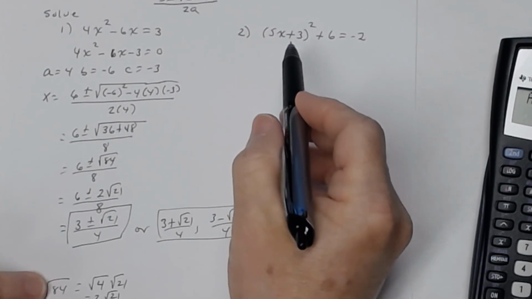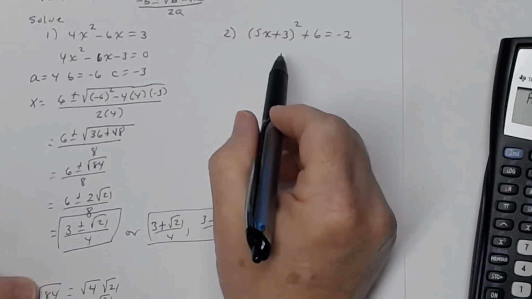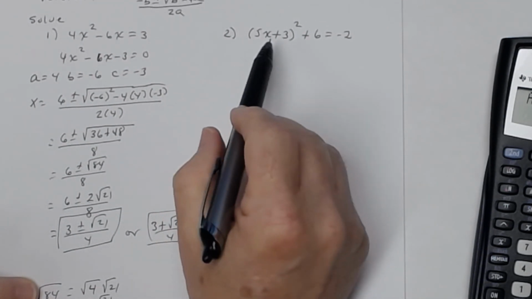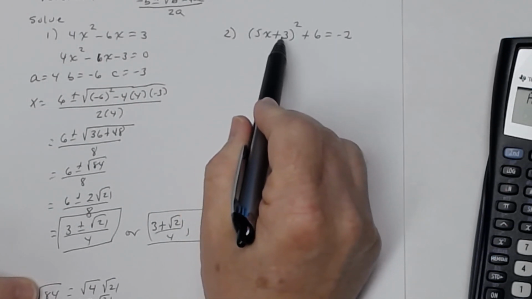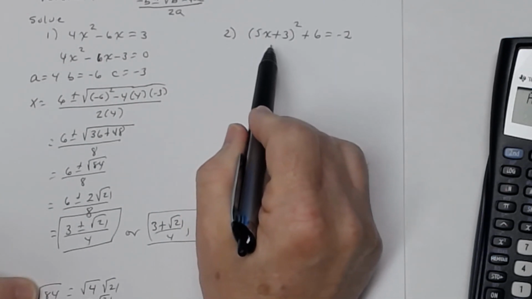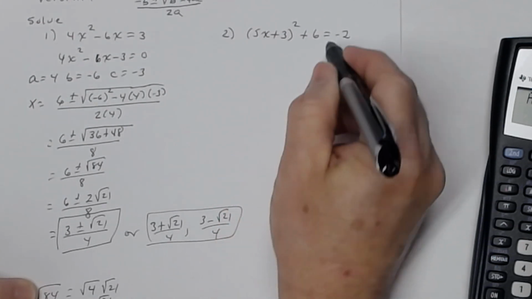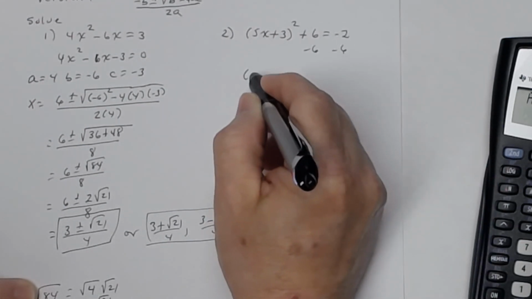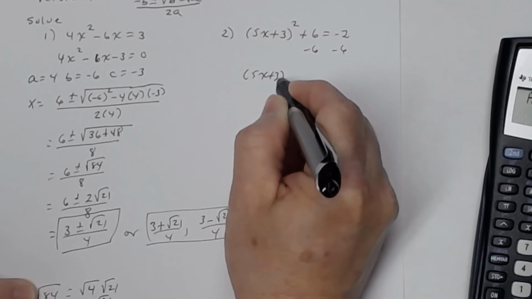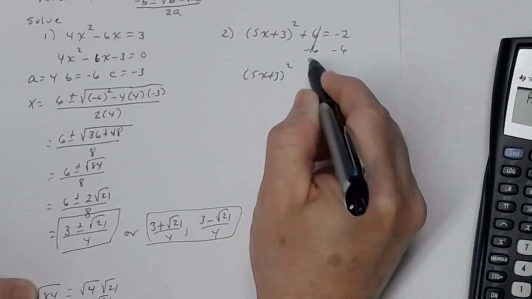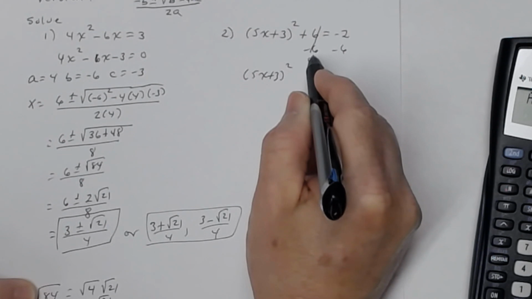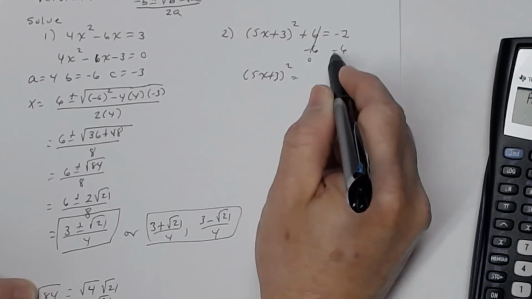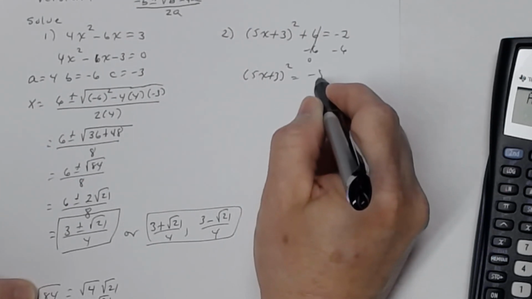All right, number 2, we're going to do this one using the square root property. Now, to use the square root property, you have to get this variable expression being squared by itself. So I need to get 6 to the other side. So I'm going to subtract 6 from both sides. And when I do that, I'm going to get (5x plus 3) squared. This is 0 right here, and positive 6 and negative 6 is 0. Equal, and then negative 6 and negative 2 is a negative 8.